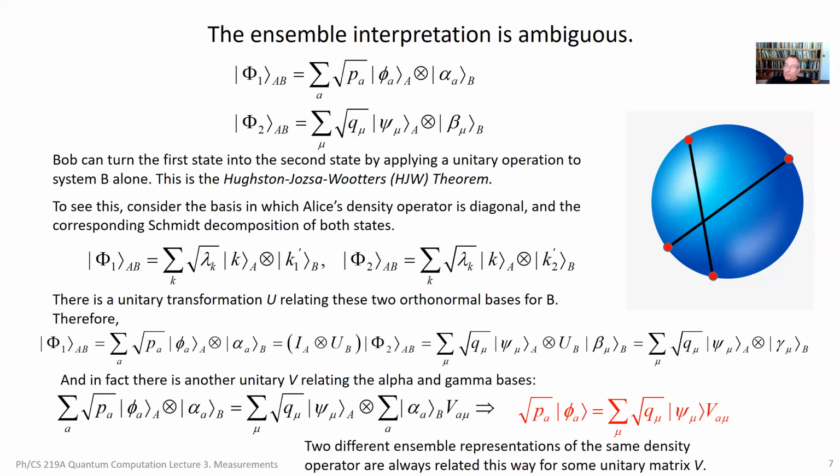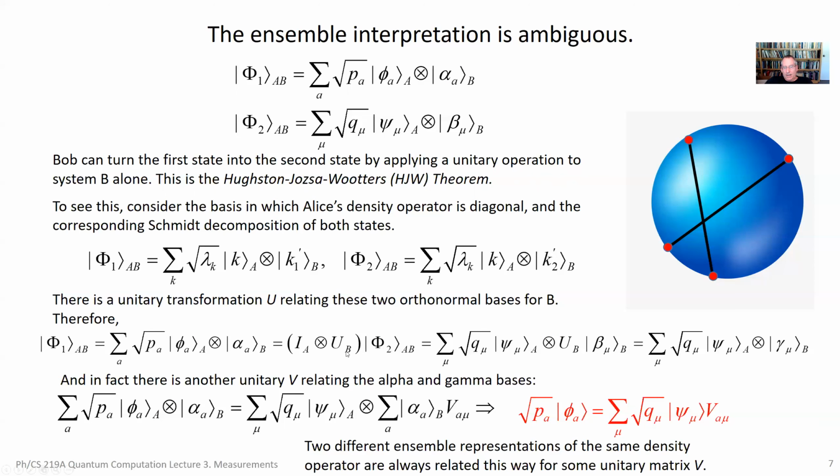Remember that in the Schmidt form, this basis for Alice's system is just the basis in which the density operator is diagonal. So that's the same basis for phi1 and phi2 because they both have the same marginal density operator when we trace out B's system. So in order to get phi1 from phi2, all I have to do is rotate Bob's basis elements. I don't have to touch Alice's. I just have to rotate the K1 prime basis to the K2 prime basis. There's always some unitary transformation that rotates one orthonormal basis to the other.